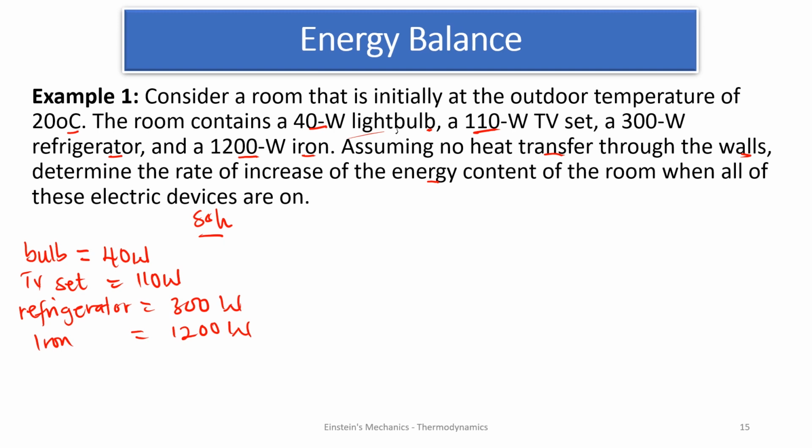So assuming no heat transfer through the walls, we know for a room definitely there will be heat transfer through the walls. But as an assumption, let's assume there's no heat transfer and all these devices are on. How much heat rate will be inside the room? So first, if these are the ratings of the electrical energy, let's add up all the electrical energy inside the room and check what we'll get. So total electrical energy.